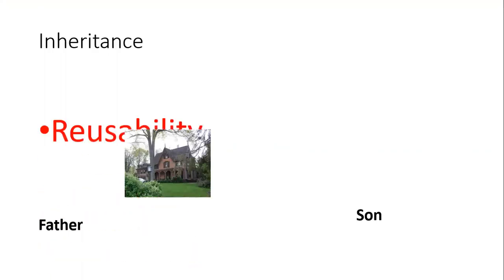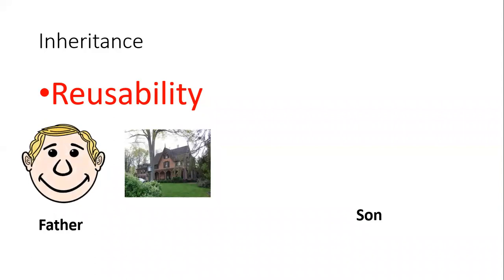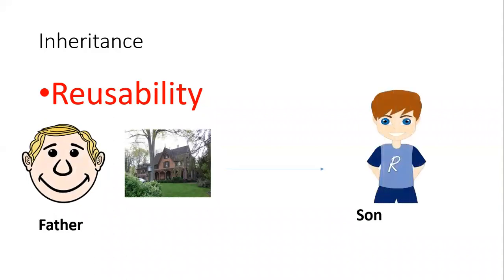If there is a father and it is only one house, then it could easily be transferred to the son, if he is no more or by his will. So this concept is known as reusability. Instead of constructing his own house, he is using the house of his father. The same concept is implemented in programming.